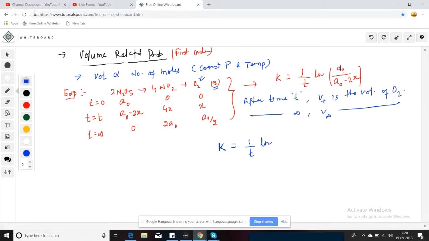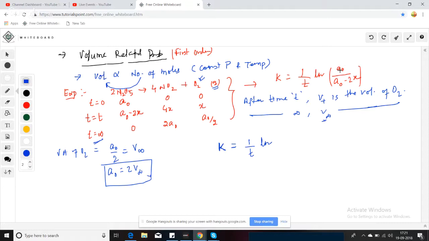First, we have to convert A naught in terms of volume. After time t is equal to infinity, what is the volume of O2? The number of moles of O2 is A naught by 2, and number of moles is directly proportional to volume. So the volume of O2 at infinity will be A naught by 2, which equals V infinity, which we have assumed here. So A naught is equal to 2 into V infinity.